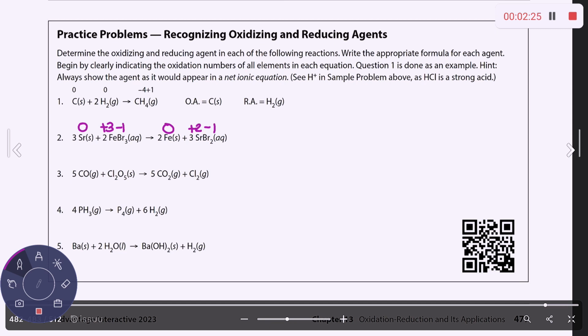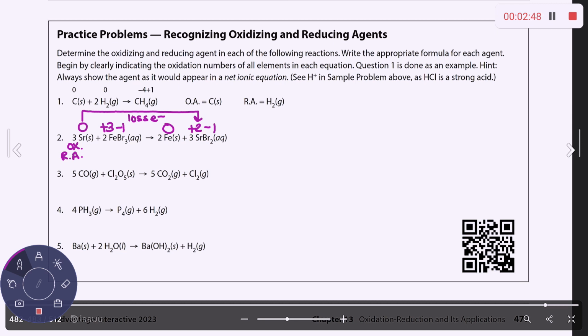+2. That means bromine would have to be -1. So as you read this from left to right, strontium goes from a 0 to a +2. Is that gaining or losing electrons? Losing. So this is a loss of electrons. So loss of electrons is? Oxidation. So strontium metal is oxidized. So that makes this the reducing agent.